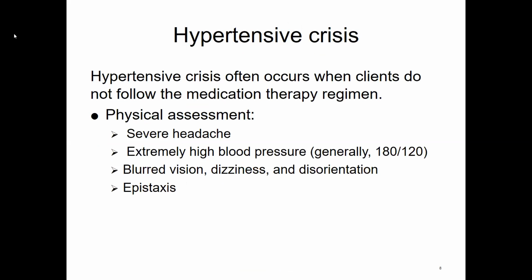Sometimes patients will have a hypertensive crisis. This is on page 727. Patients that don't follow their plan, don't follow their medication regimen, can have a hypertensive crisis. Some physical assessment signs would be a severe headache. They have extremely high blood pressure. It could be 180 over 120. And anytime you have a blood pressure this high, it can cause organ damage to the kidneys or the heart. They also may have blurred vision, dizziness, be disoriented, epistaxis, which is bleeding from the nose.